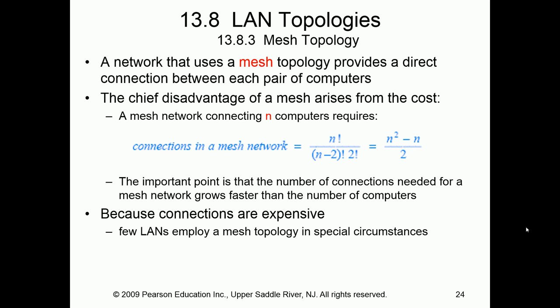Our mesh. This is one of the issues with our mesh, is all devices are connected to all other devices. So let's say you have 30 computers. Each computer has 30 connections. One connection per other computer. That'd be way too complex, way too expensive, way too many connections. And a huge mess.